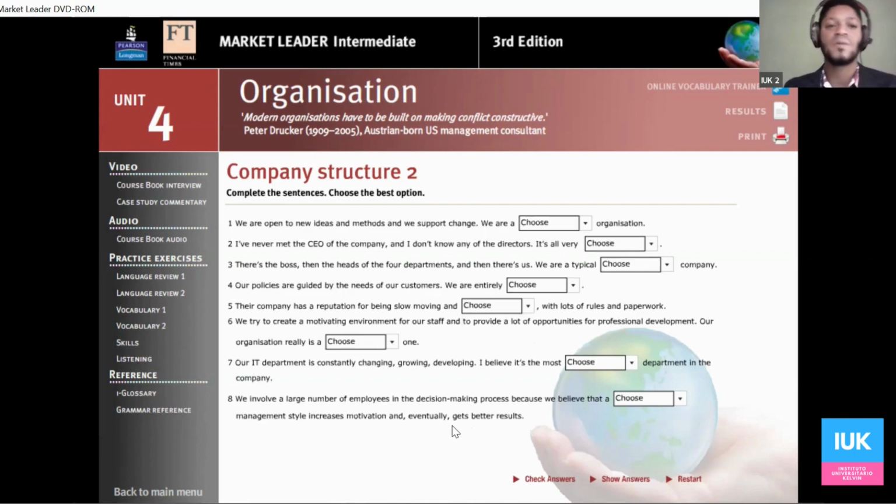6. We try to create a motivating environment for our staff and to provide a lot of opportunities for professional development. Our organization really is a decentralized one or caring one. What do you think?